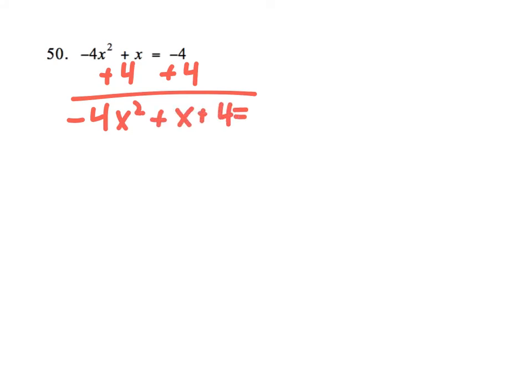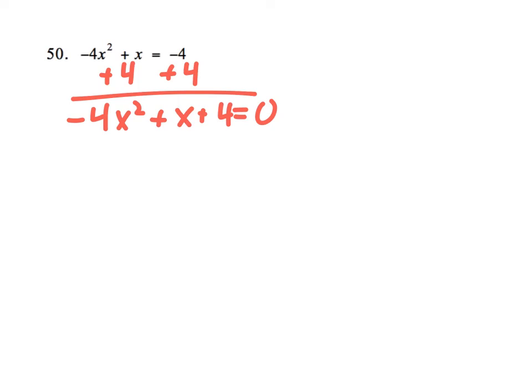All right, our last one. Get excited. Number 50. Whew. We have -4x squared plus x minus 4. Again, we need everything on the same side, so I'm going to add 4 to both sides. When I do that, I'm going to have -4x squared plus x plus 4 equals 0.